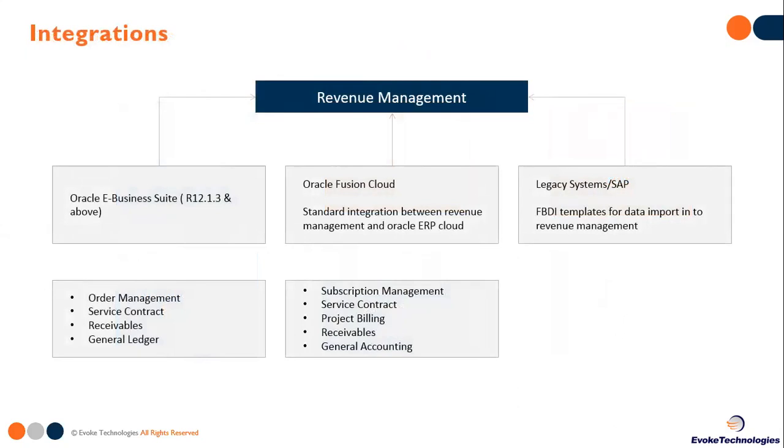Now let us talk about the integrations. So revenue management provides for three kinds of integrations. One is Oracle E-Business Suite, release 12.1.3 and above, which can be integrated with the revenue management module. The below mentioned modules are integrated: order management, service contract, receivables, and general ledger. With respect to Oracle Fusion Cloud, the below modules are integrated: subscription management, service contract, project billing, receivables, and general accounting. And the third integration which revenue management provides is for the legacy systems.